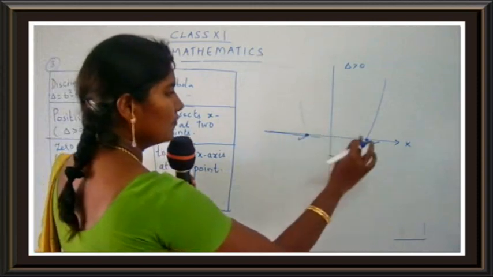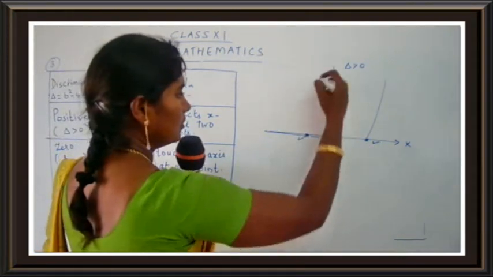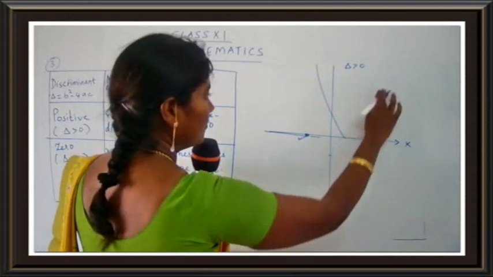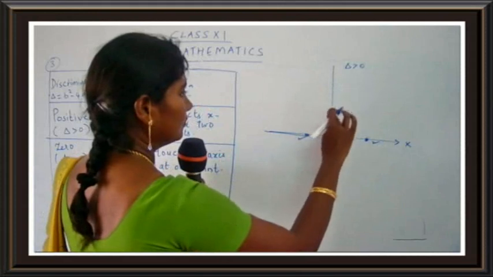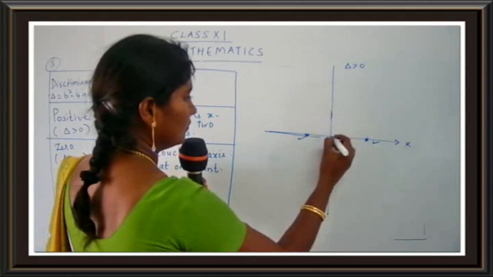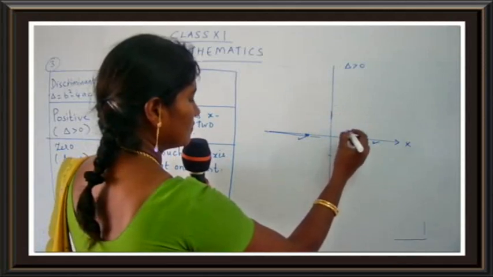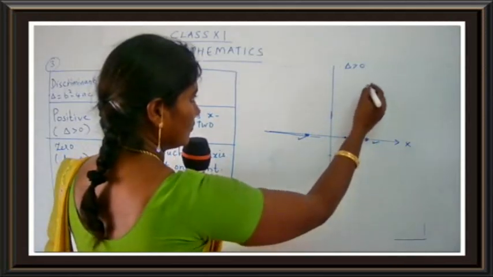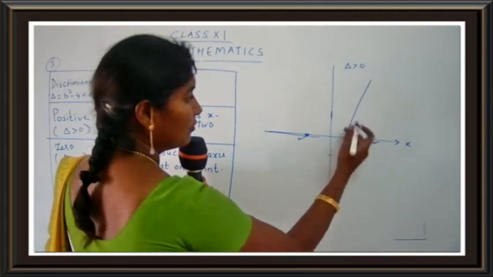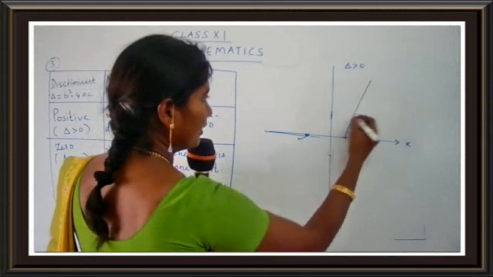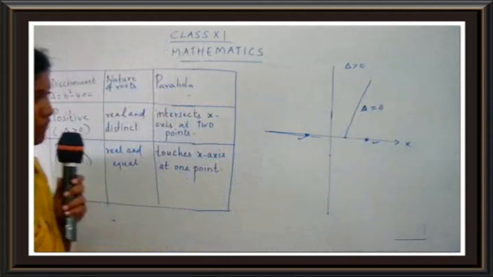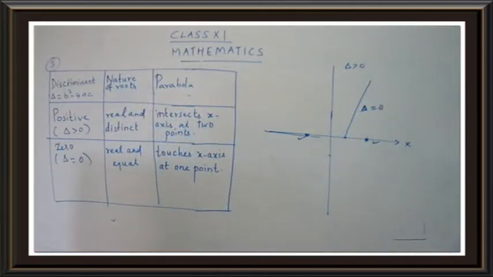So 1 point means somewhat, it's only touching 1 point, yes. So only 1 point. You will be having an answer only at 1 point. Delta is equal to 0.